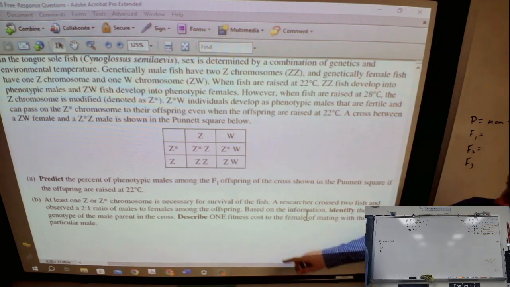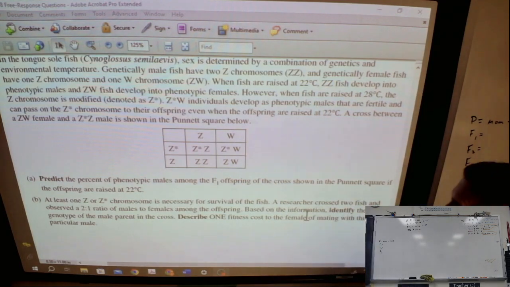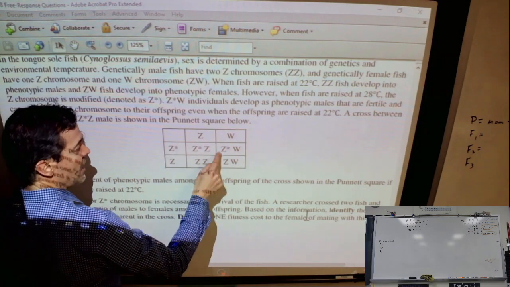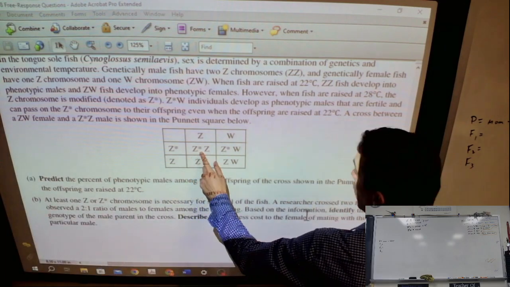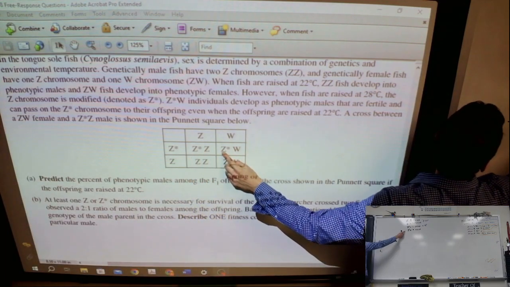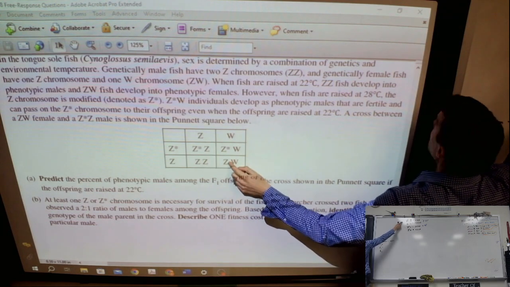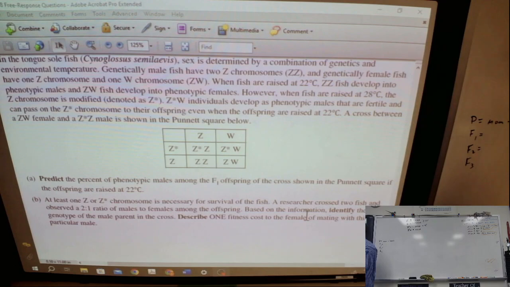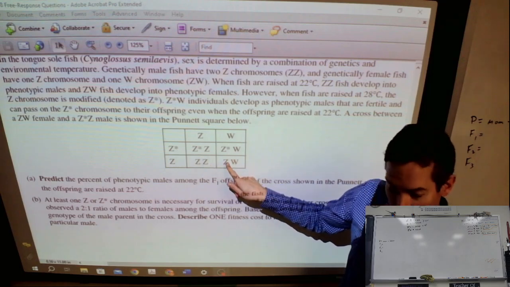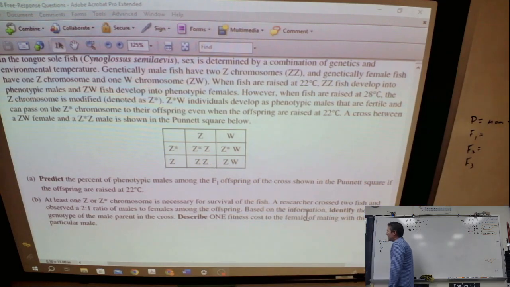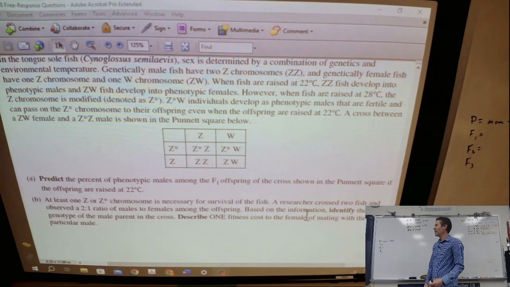Okay, so predict the percentage of phenotypic males among the F1 offspring. If I have a Punnett square, mom and dad are on the outside, so these four are the F1 generation. Now I just match this up. That's a male, Z star W is a male, ZZ is a male, and ZW is a female. So the percent of males is 75%, 3 out of 4. Boy, boy, boy, girl, 75%. If you happen to put a ratio of 3 males to 1 female, even though they ask for a percentage, they would likely give it to you. But if they ever ask for a percentage, answer in percentage.